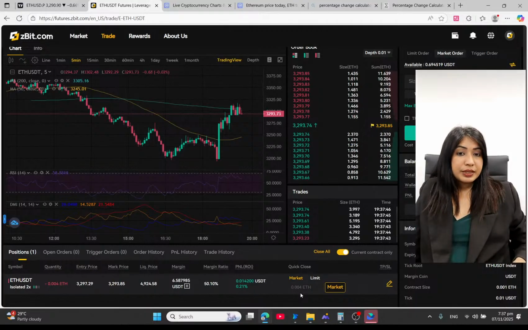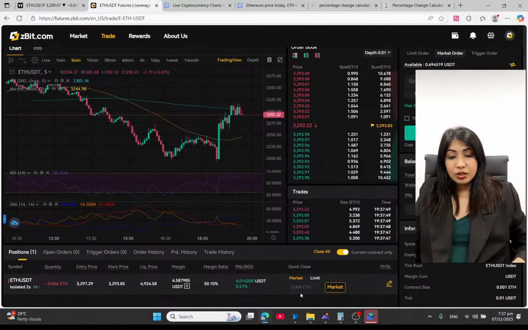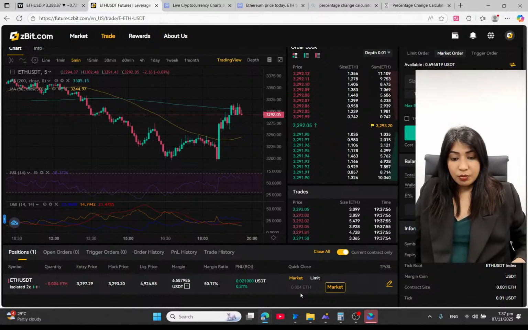So see, price is trying to consolidate a lot. These sideways candles that are getting created are a clear indication. Now price is trying to take momentum here.